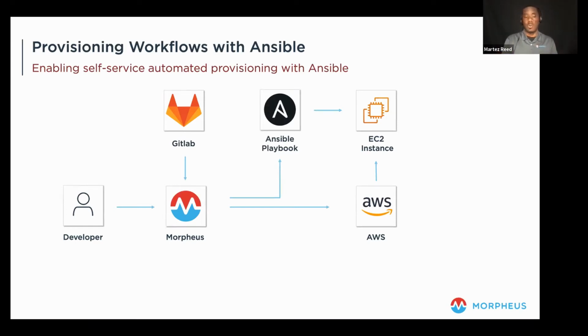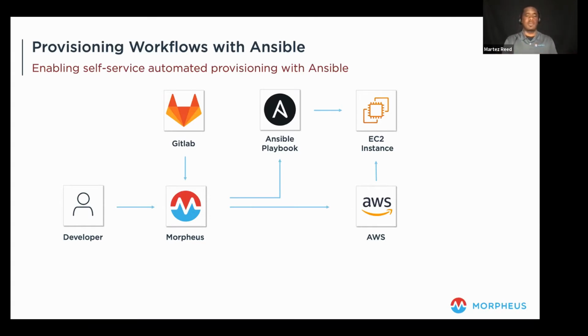Ansible is installed on the Morpheus nodes as part of the initial configuration of the integration. And so the Morpheus node reaches out to the source control, and then once it pulls it down, it runs the ansible-playbook command to execute Ansible against that EC2 instance.